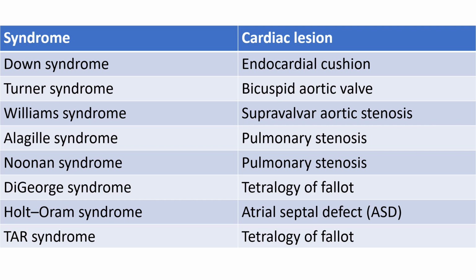Common cardiac lesions associated with certain syndromes. The first one, Down syndrome, is commonly associated with endocardial cushion defect and VSD. Turner syndrome: bicuspid aortic valve and coarctation of aorta. Williams syndrome: supravalvar aortic stenosis. Alagille syndrome: pulmonary stenosis. Noonan syndrome: pulmonary stenosis. DiGeorge syndrome: Tetralogy of Fallot. Holt-Oram syndrome, which is a cardiac defect with upper limb defect, is commonly associated with atrial septal defect. TAR syndrome, which is thrombocytopenia and absent radius, is commonly associated with Tetralogy of Fallot.